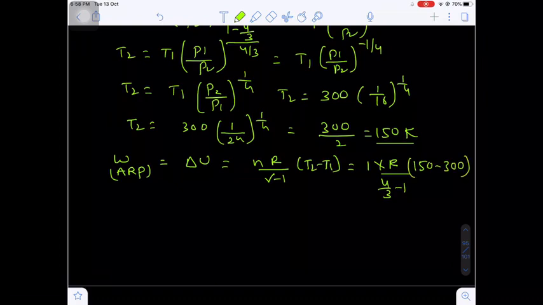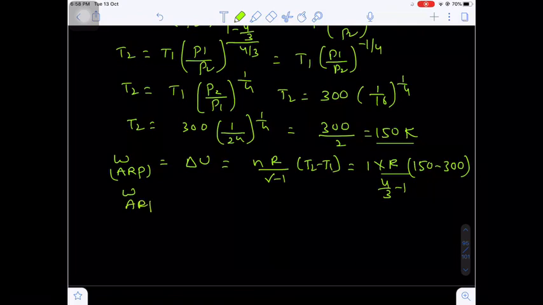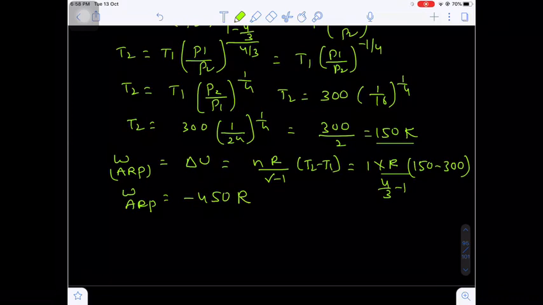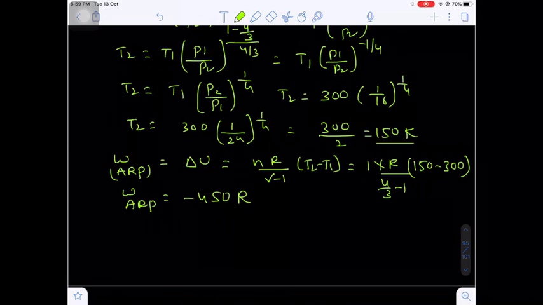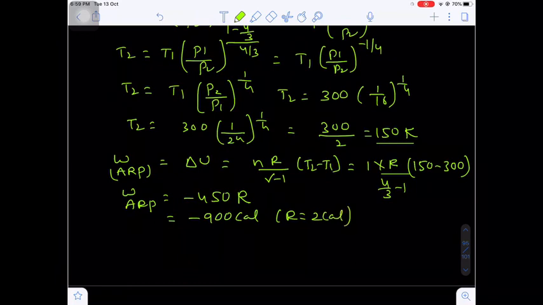Initial temperature will be 300. From here, the work done in an adiabatic reversible process will be minus 450 R. The R value, we know, is 2 calories, and in joules we know 8.314 joules. Are you getting my point? If you take the R value as calories, you will get minus 900 calories, since R equals 2 calories.